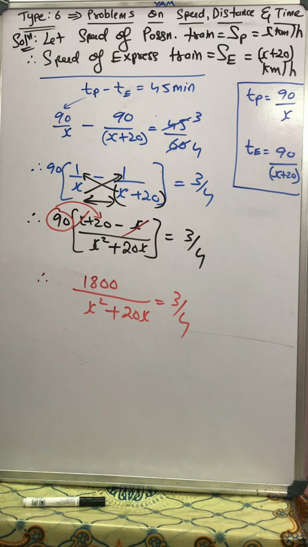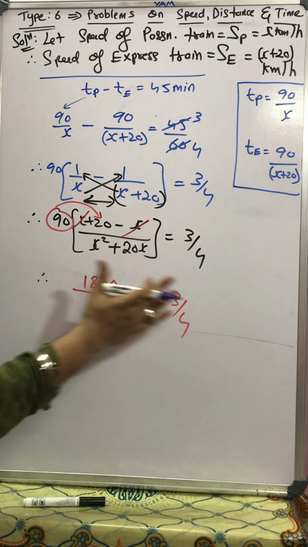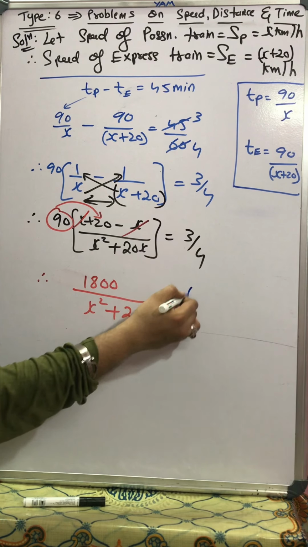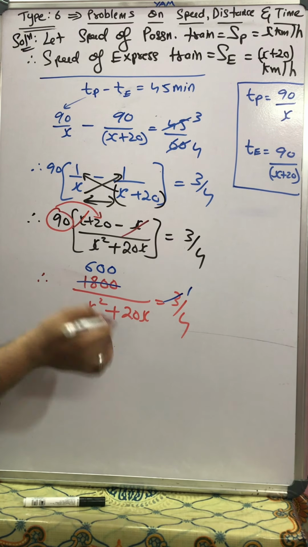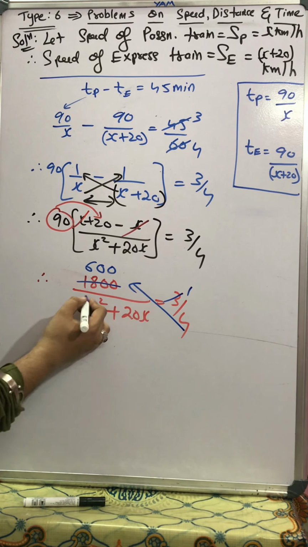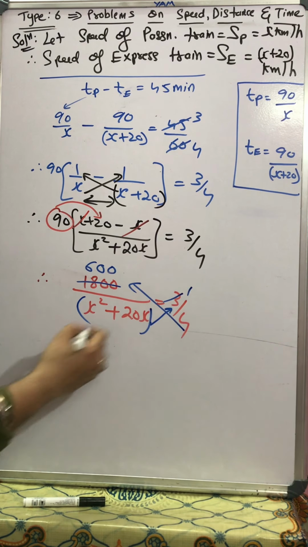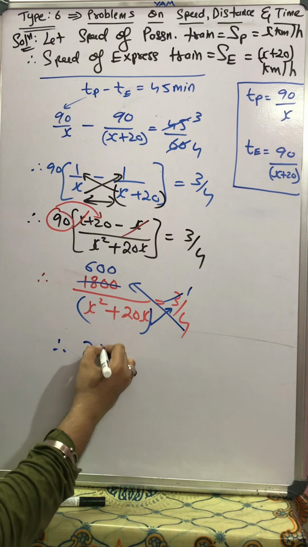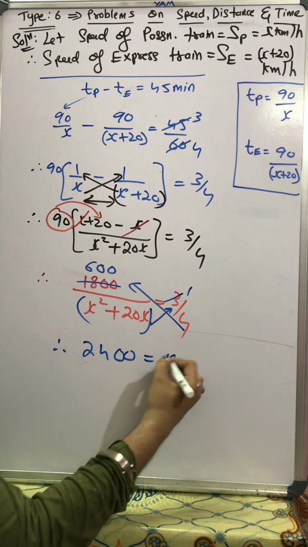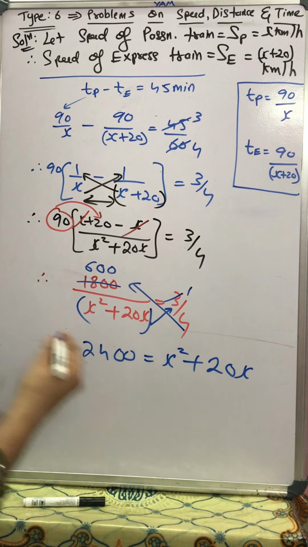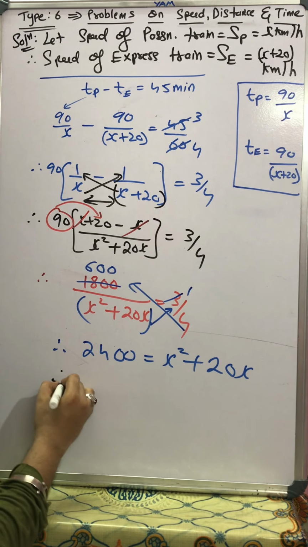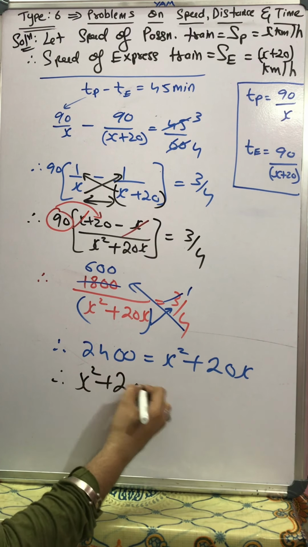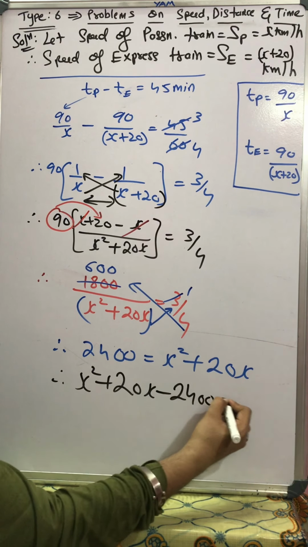Okay, I can do some cancellation over here. In both we have two zeros left on the left hand side and on the right hand side. 3 ones are 3, 6 are 18 and 2 zeros over here. Now in the next step 4 will be multiplied with 600 and x square plus 20x will be multiplied with 1. So 4 6s are 24 and 2 zeros is equal to x square plus 20x. Okay, so therefore I will take this 2400 to that side, becomes minus. Therefore x square plus 20x minus 2400 is equal to 0.